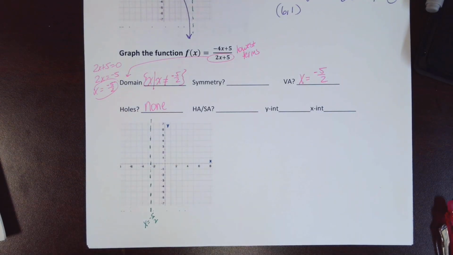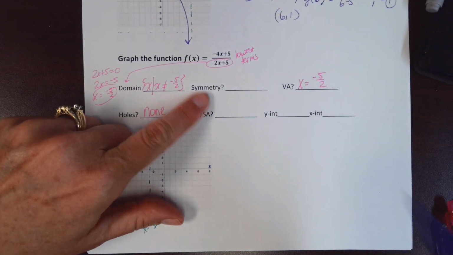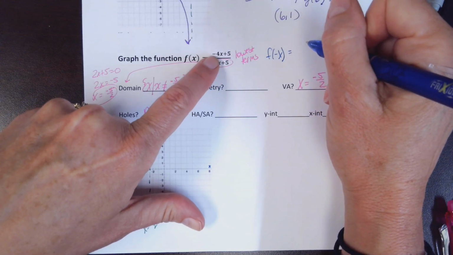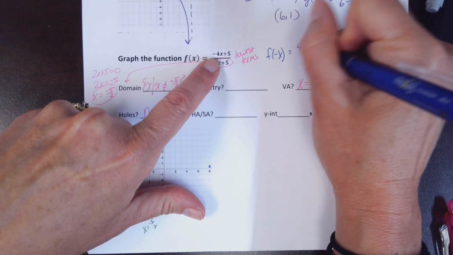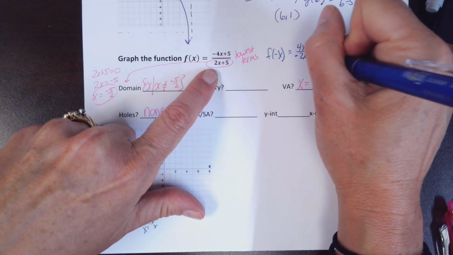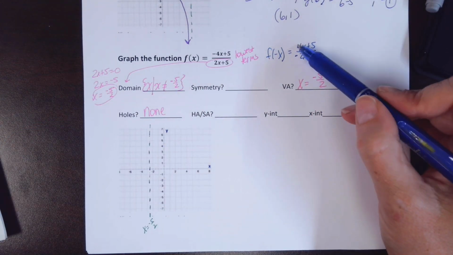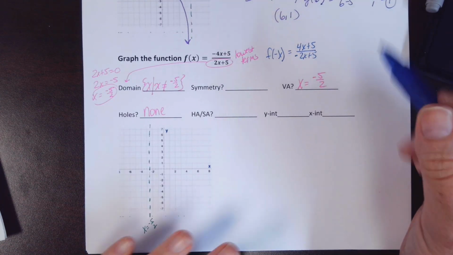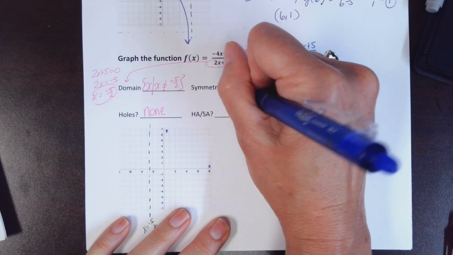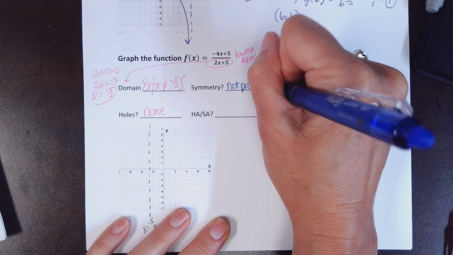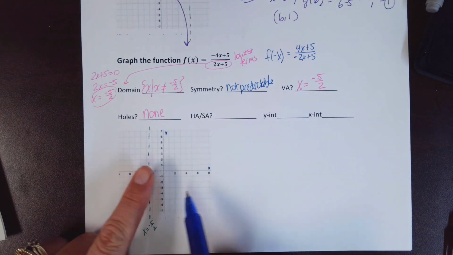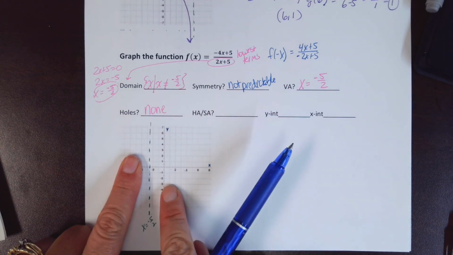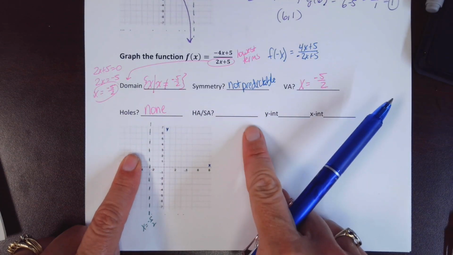All right, symmetry test. I plug in negative x, and negative times a negative is a positive 4x plus 5 over negative 2x plus 5. So for my numerator, one term changed signs, that one didn't. For my denominator, one term changed signs, that one didn't. So that symmetry is not predictable. Informally, when I saw that I shifted this over to the left, that means I can't have y-axis symmetry, I can't have origin symmetry, I don't have predictable symmetry there.